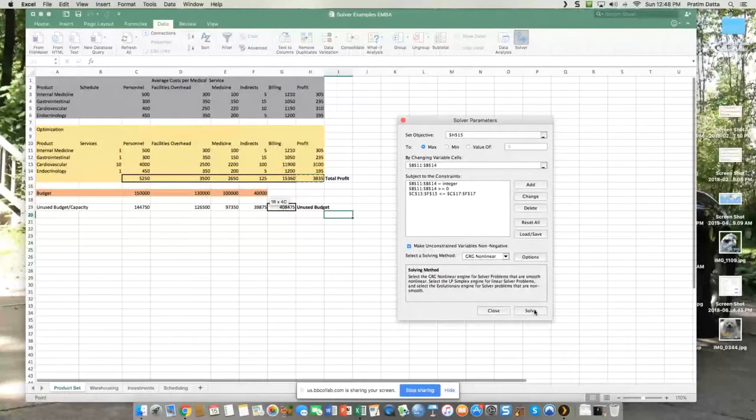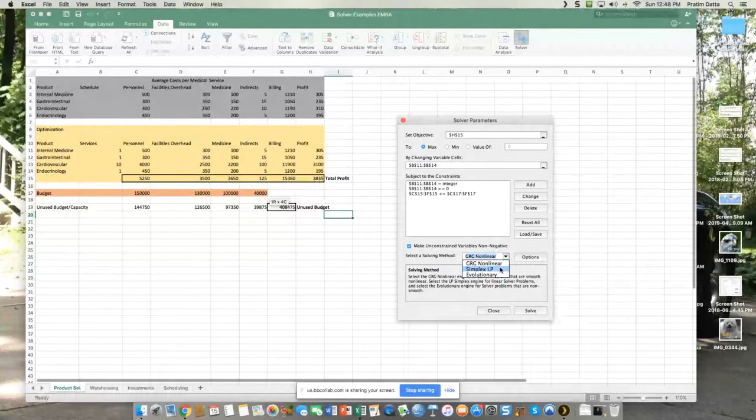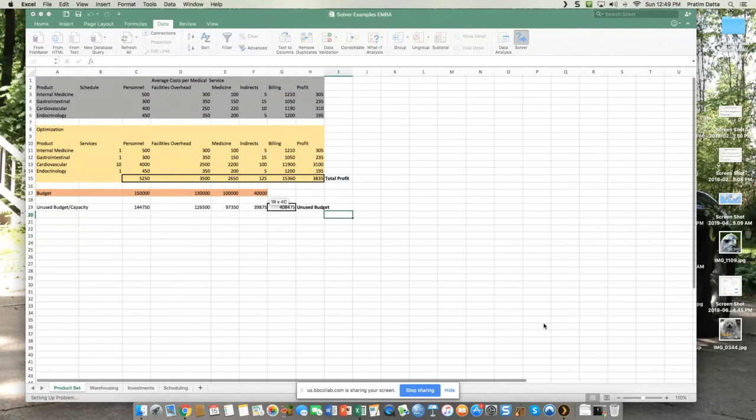And we click on, so, if you want to try it, make it easier, go for Simplex LP, because GRG Nonlinear tries to assume that it's not a linear solution, which means it might be a curvilinear solution, which takes a longer time to run, because it's trying to run it through a curve versus run it as increasing at the same rate. But we'll just say Simplex and we'll click solve.